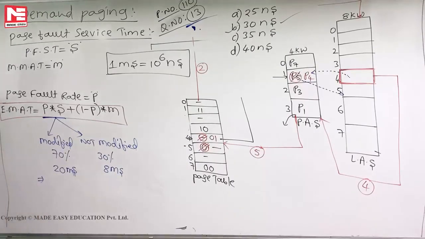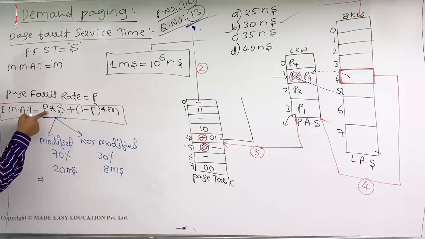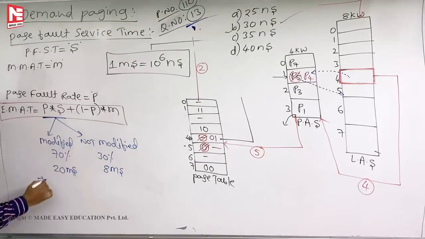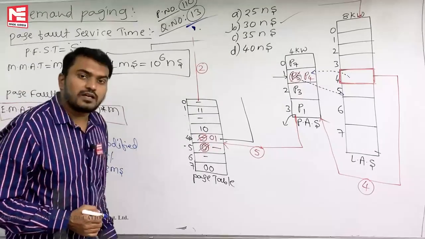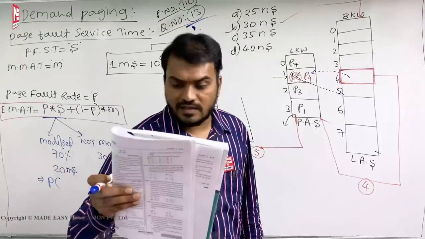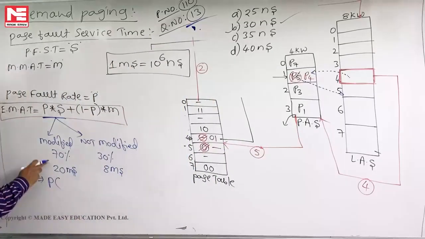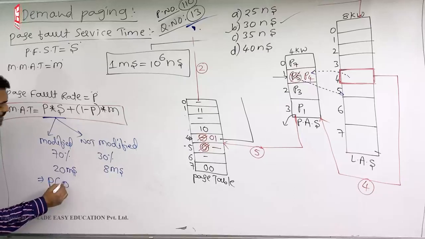Now I am solving this. Now tell me, page fault: whenever the page fault occurs, you have two cases. Whenever the page fault occurs, the page fault rate you need to find out. It is asking the maximum acceptable page fault rate to reach the effective memory access time not more than 2 milliseconds. So the P value you need to find out.